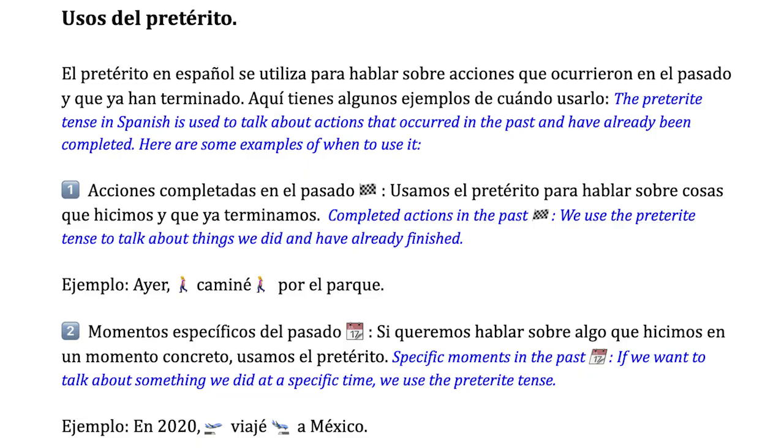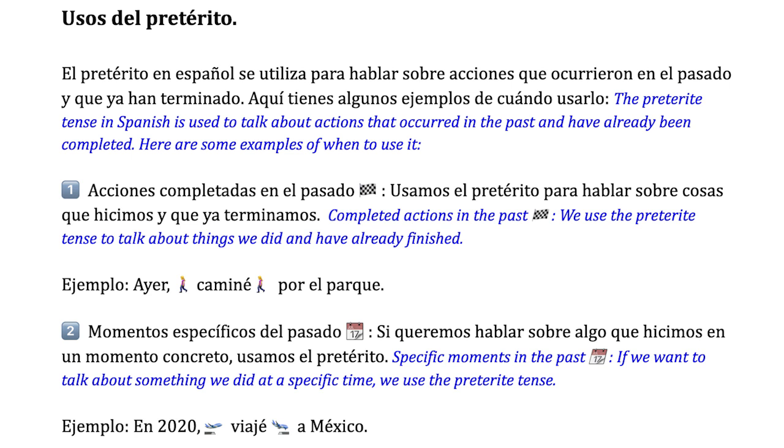In today's lesson, we will study the preterite tense. The preterite tense in Spanish is used to talk about actions that occur in the past and have already been completed. Here are some examples of when to use it. We will use it when we are talking about completed actions in the past. We use the preterite tense to talk about things we did and have already finished. For instance, ayer caminé por el parque.